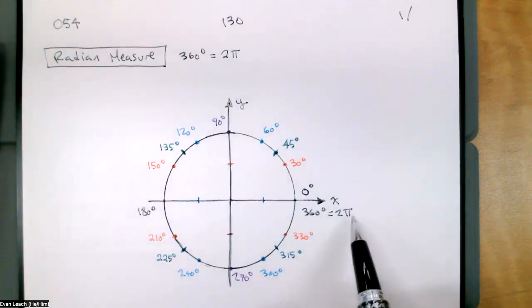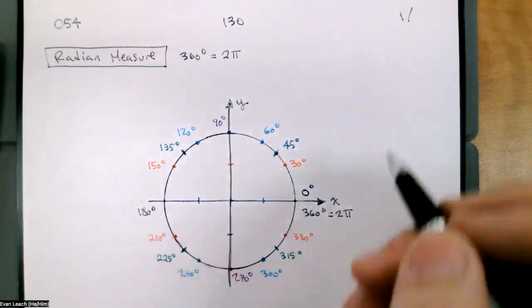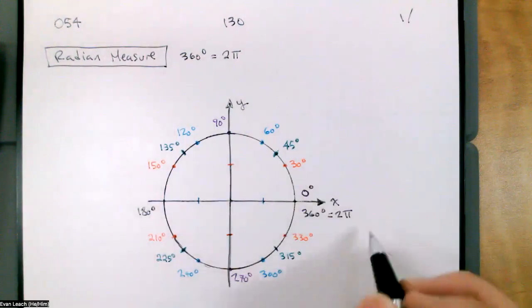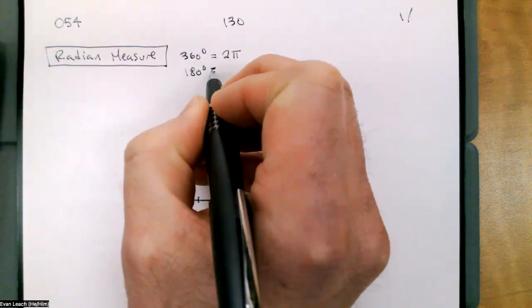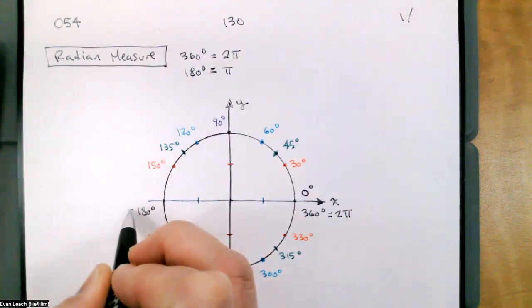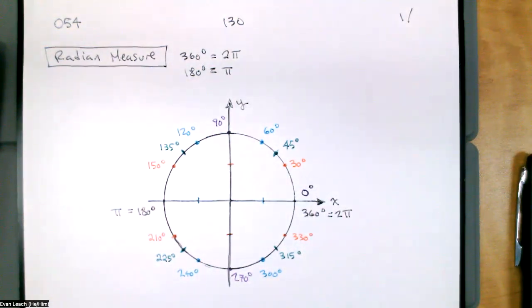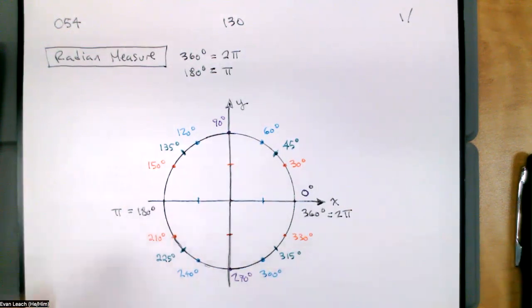So we're going to start with 360 is equal to 2 pi. And we're just going to break these down by fractions. So if we cut this in half, we get one of our most important ones. Cut this in half, and we get 180 is equal to pi. 180 degrees is equal to pi radians. Just divide everything by 2. 2 divided by 2 is just a 1. There it is. Visually, here's 1 pi, 2 pi.